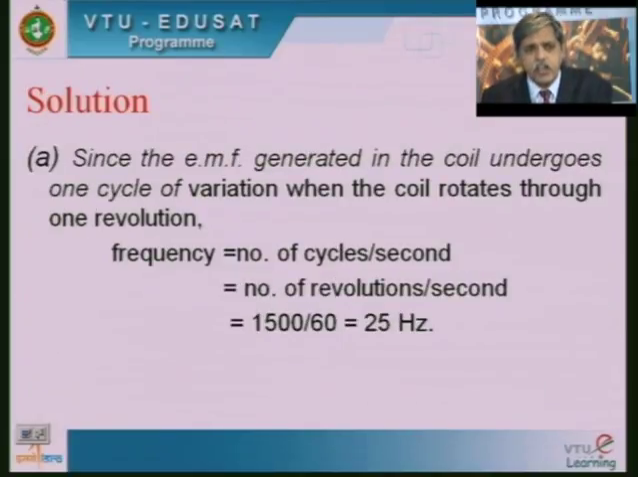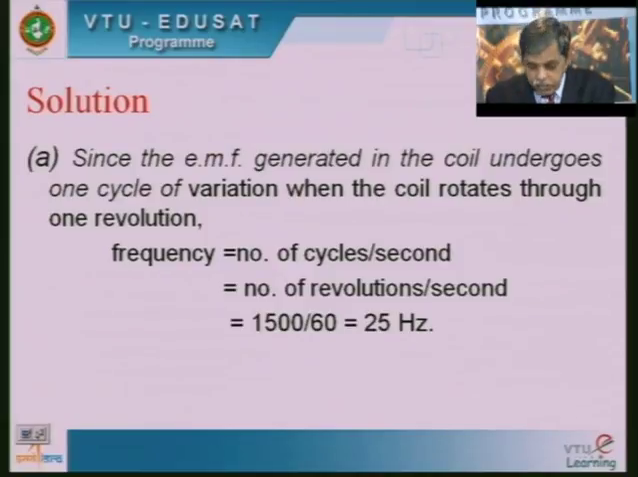I will just concentrate on the first one. Now, as per the data given in the problem, the EMF generated in the coil undergoes one cycle of variation when the coil rotates through one revolution. Now, how many revolutions it is doing in 1 second, that you have to see to find out the frequency. Number of cycles covered in 1 second is the frequency of the generated voltage.